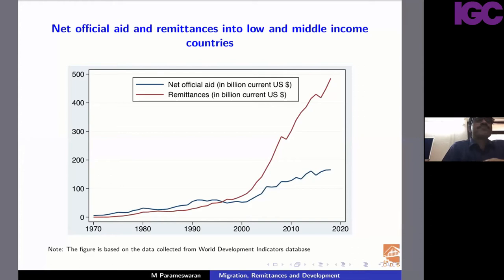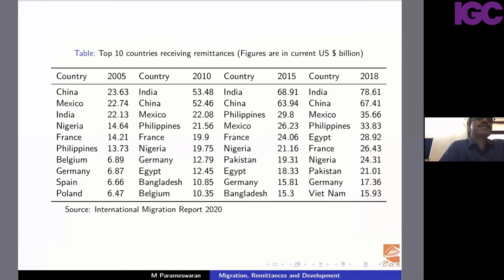Now you can see the top 10 countries receiving remittances, for example at four time points: 2005, 2010, 2015, and 2018. In 2005, you can see that China, Mexico, and India is the order. And the order remains the same, except in 2015, when Mexico has gone down. But in 2018, what you can see is India, China, and Mexico.